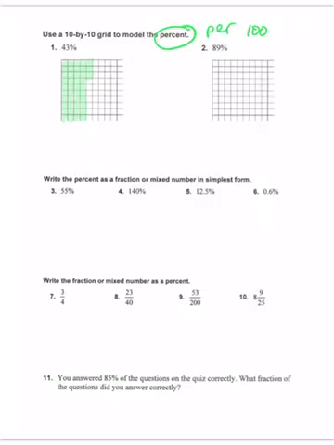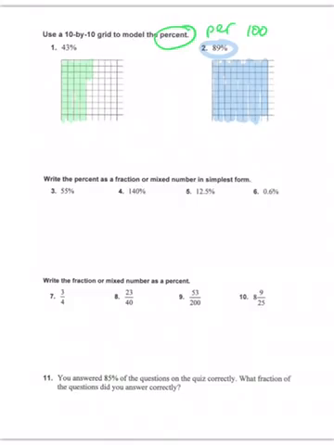Okay, next question is we're going to shade in 89%. Now again, 89% means 89 out of 100. So we would shade this 10, 20, 30, 40, 50, 60, 70, 80, and then 9 more. So that would be 89 per 100, 89 out of 100, or 89%. All right, make sure that you're still writing along with me.